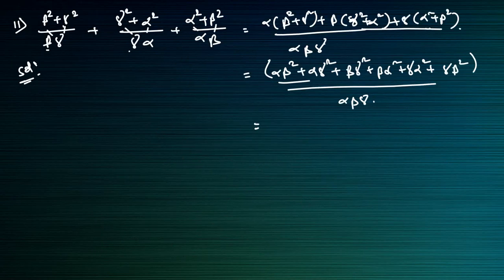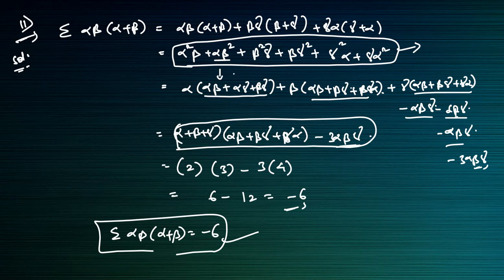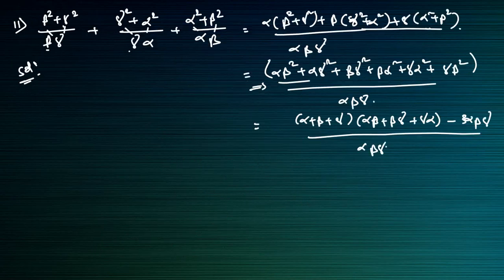So this total is equal to, I will take (alpha plus beta plus gamma) into (alpha beta plus beta gamma plus gamma alpha) minus 3 alpha beta gamma, divided by alpha beta gamma. I explained how this total comes in this question only, so please go through there. Please listen to the second question again, and you will understand this one.